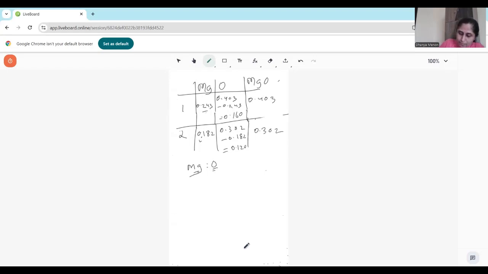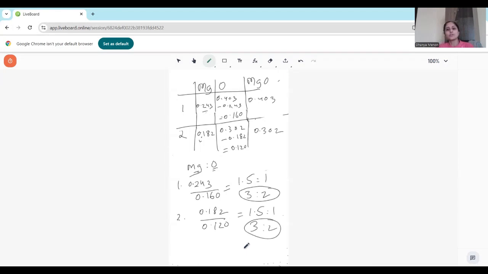Let's check the first experiment. It is 0.243 over oxygen. How much is oxygen in the first case? 0.160. It comes to roughly 1.5:1. We cannot put the ratio in decimals, so we make it a whole number ratio by multiplying both by 2. Second experiment: the mass of magnesium is 0.182 and oxygen is 0.120. This also comes to roughly 1.5:1. So similarly, we multiply by 2 to get whole numbers.